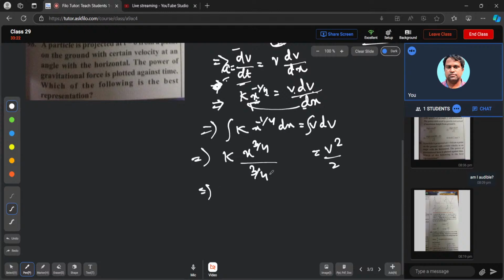So you are getting 4k by 3, and 2 also multiplied. Let's say 2 into x to the power 3 by 4. These 2 are cross multiplied, is v square.